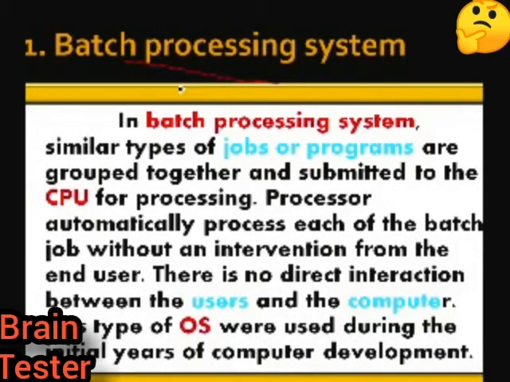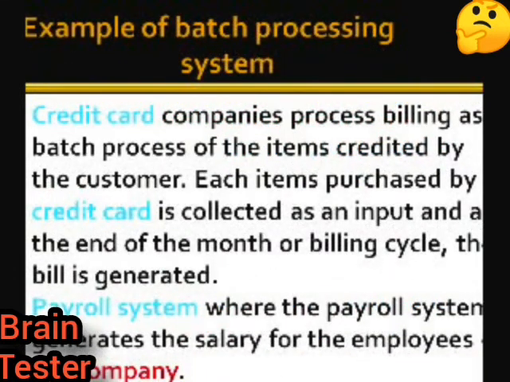In a batch processing system, similar types of jobs or programs are grouped together and submitted to the CPU for processing. Who is the processor here? The CPU. The processor automatically processes each batch job without intervention from the end users. There is no direct interaction between the users and the computer. These types of OS were used during the initial years of computer applications.